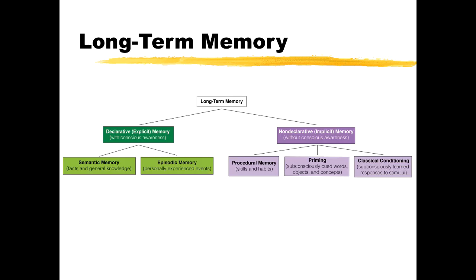In this video, we are going to talk about semantic and episodic memory. If you'll recall, long-term memory can be separated into declarative or explicit memory and non-declarative or implicit memory. In this video, we are going to focus on declarative memory and specifically the two types of declarative memory, semantic memory and episodic memory. So the green area of the chart.